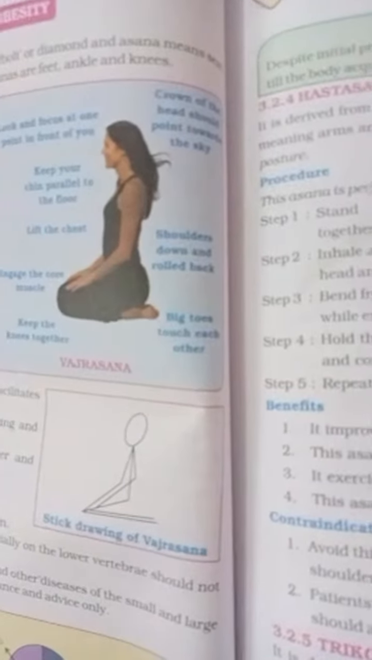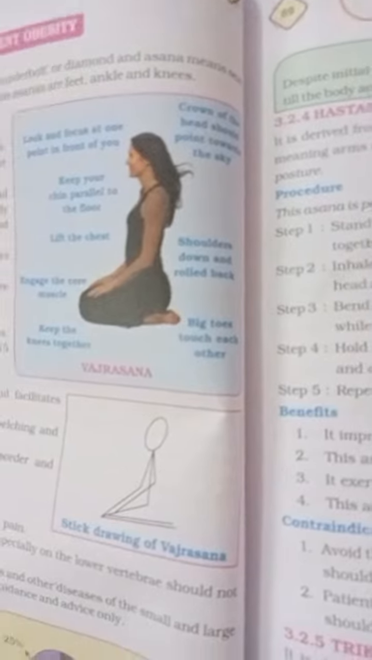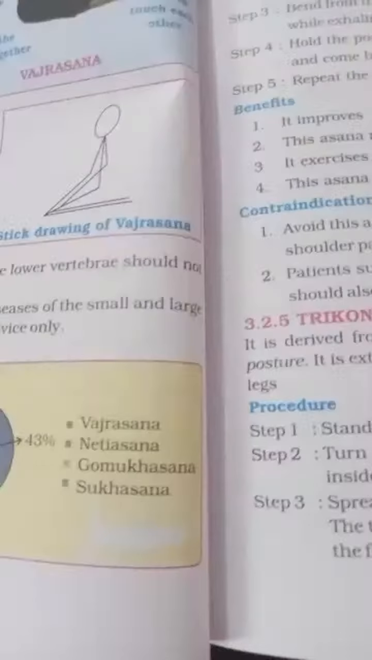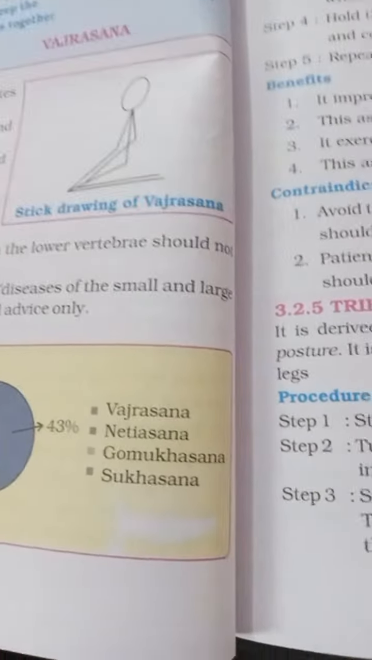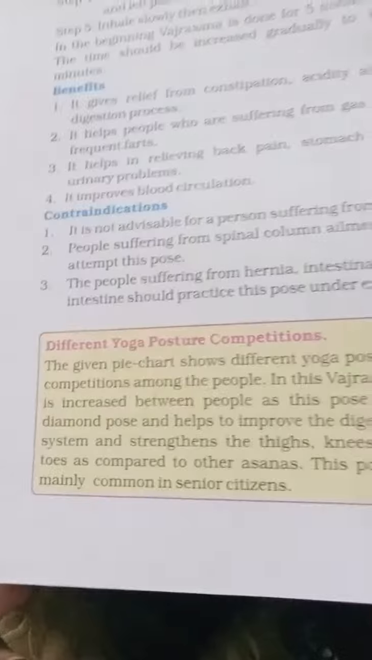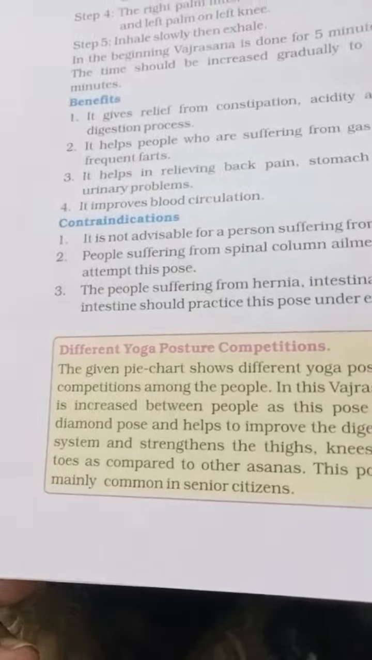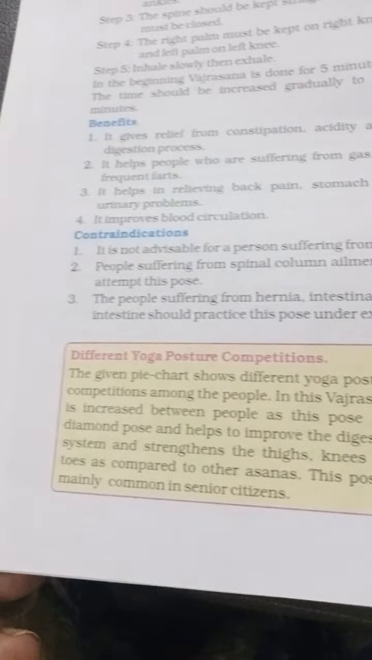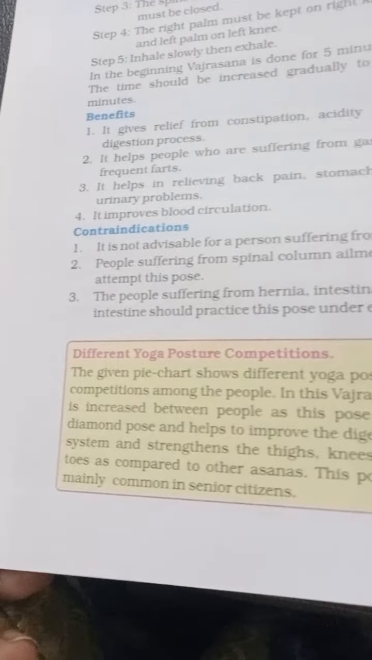Different yoga posture competitions. So we will just see this. Okay, Vajrasana, Nityasana, Gomukhasana, Sukhasana. So these are different yoga posture competitions. The given pie chart shows different yoga posture competitions among the people.